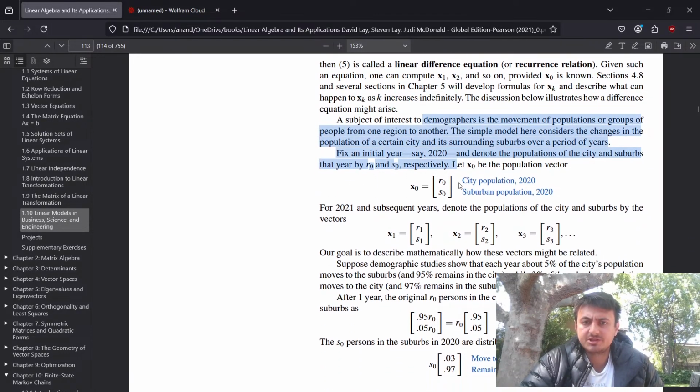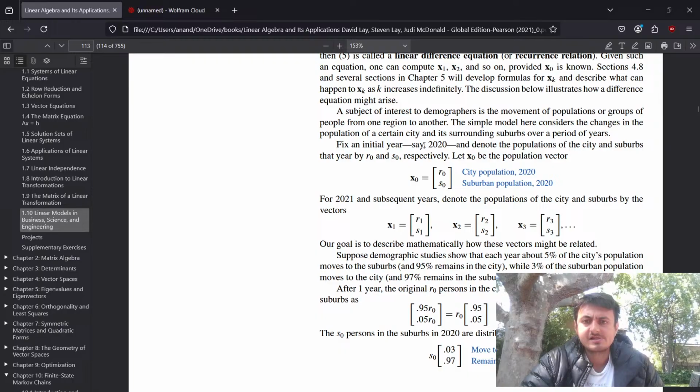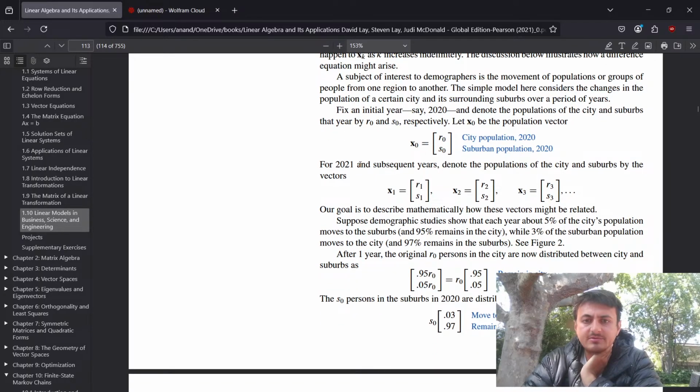Movement of populations. Simple model here considers the changes in the population of a certain city and its surrounding suburbs. So fix an initial year and denote the populations of the city by R0 and S0. So this is the initial condition. And for 2021 and subsequent years, denote the population of the city and the suburbs by R1, S1, and so on. Our goal is to describe mathematically how these vectors might be related.